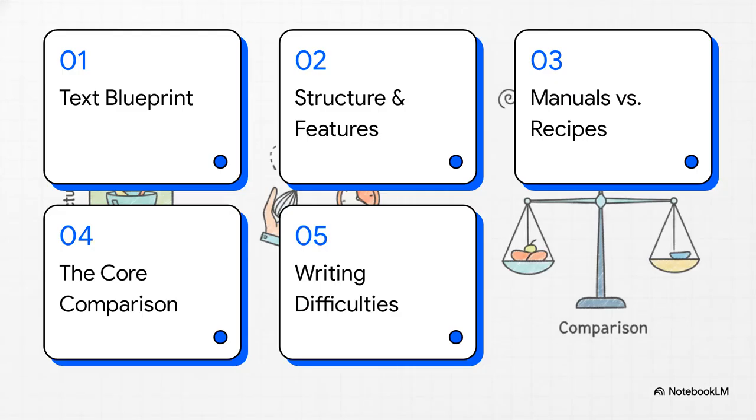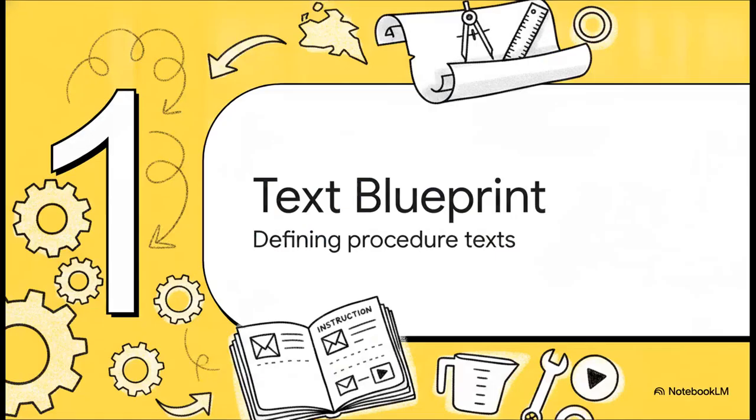Here is our roadmap for today. First, the procedure text blueprint. Second, generic structure and features. Third, manuals versus recipes. Fourth, the core comparison. And finally, overcoming writing difficulties. All right, let's jump right into Section 1, the procedure text blueprint.